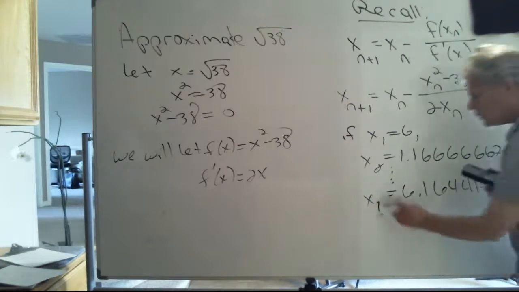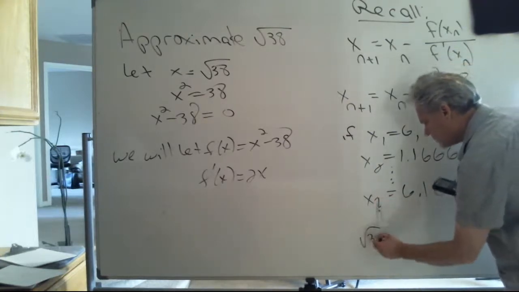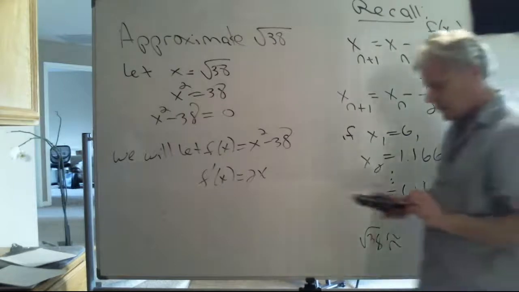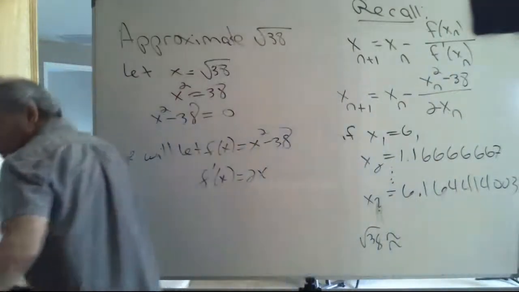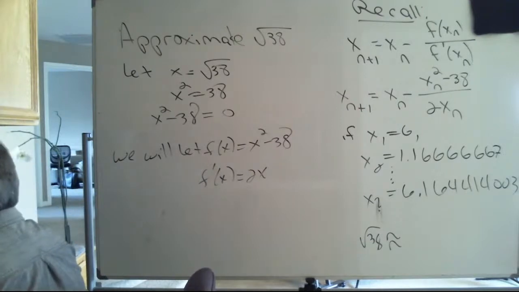Now let's see how close that is to the square root of 38. My calculator says the square root of 38, let's see. Oh, look at that. It doesn't deviate from this at all. It agrees all the way down to there. Impressive, quick convergence to the actual root, or at least an approximation thereof.